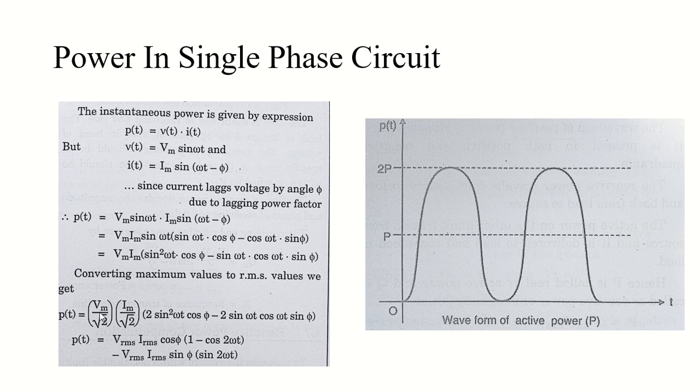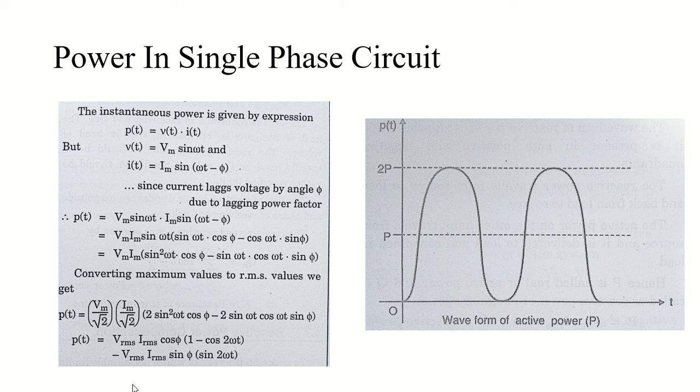This thing which we have multiplied inside, Vm by root 2 is Vrms, Im by root 2 is Irms, and we have multiplied both of them inside the bracket. So Vrms, Irms, sine phi into sine 2 omega t. And where did this 2 go? It is part of the formula. Sine 2 omega t is equal to 2 into sine omega t into cos omega t, right? So we are getting the power of a single phase circuit. You can give the power of a single phase circuit based on this equation.